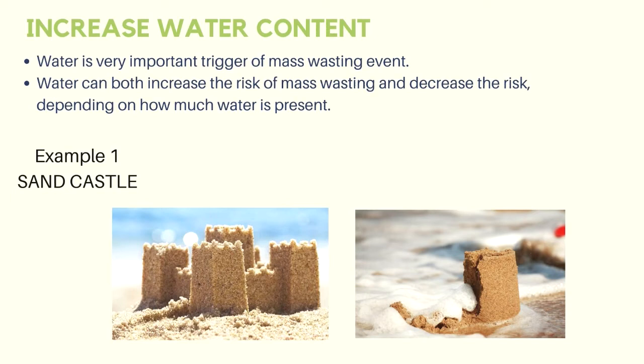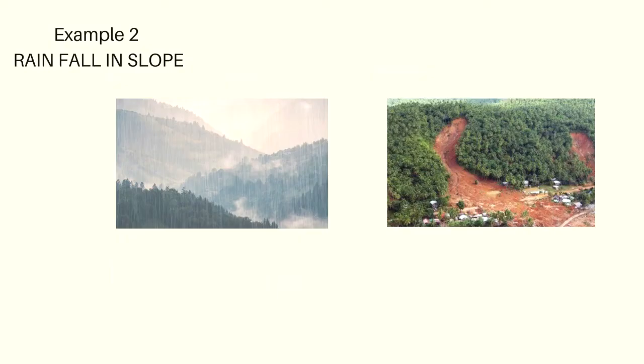Water can both increase the risk of mass wasting and decrease the risk, depending on how much water is present. This can be related to building a sand castle at the beach. In order to make sand stick together, you need a little bit of water. However, if you add too much water to the sand, you will have a hard time getting the sand castle to stand up, and your sand castle walls will collapse under the influence of gravity.